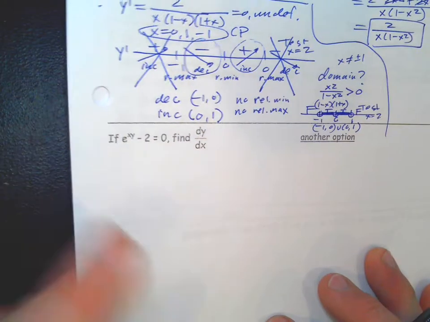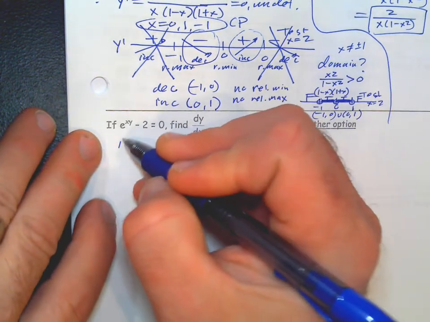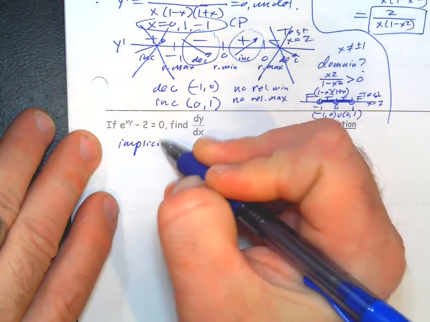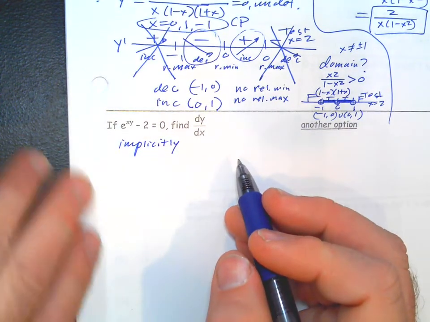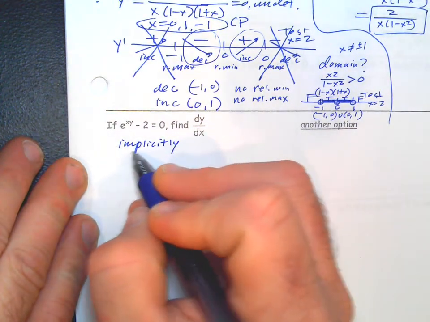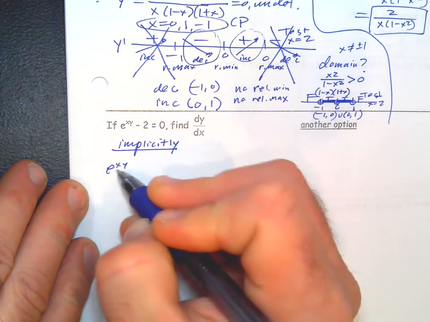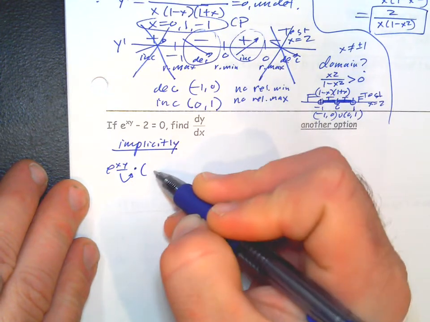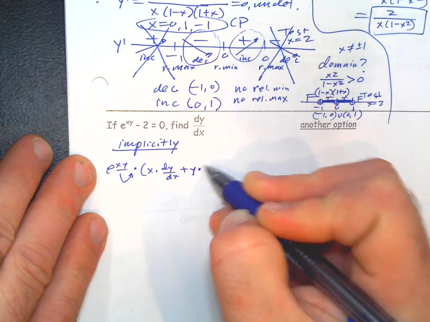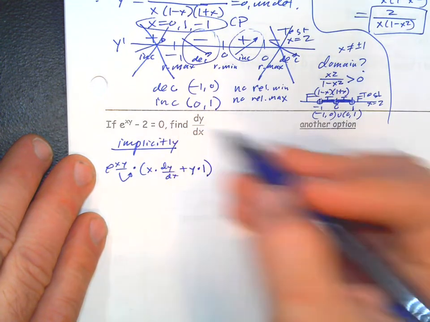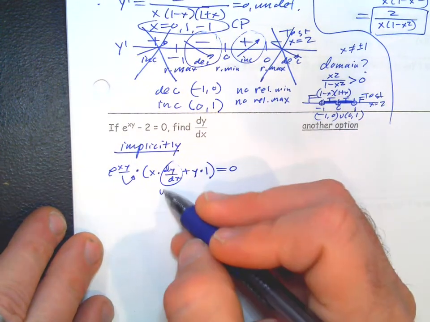Okay. This problem right here, we could take the derivative implicitly, because y isn't on its own. So the derivative of e to the xy is e to the xy times the derivative of what's inside, which would be a product rule. X times the derivative of y, dy dx, plus y times the derivative of x, which is 1. The derivative of minus 2 is 0. The derivative of 0 is 0. And then we've got to get dy dx by itself. That's the thing we want.